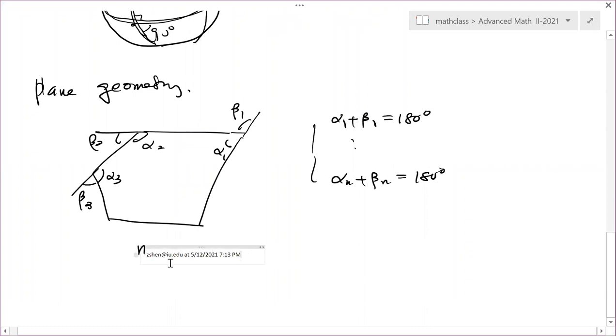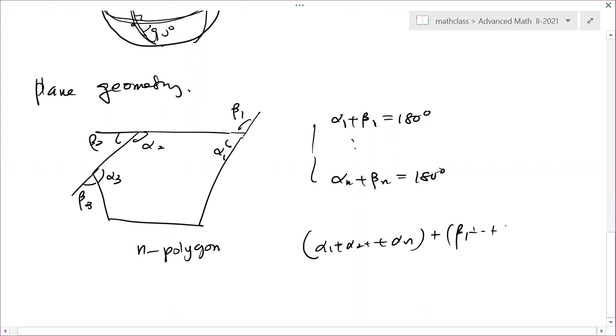We're trying to derive a formula for the sum of the interior angles. An n-gon means n sides. I add them together. Here I have alpha 1 plus alpha 2 up to alpha n, which is the sum of the interior angles. The other side is beta 1 up to beta n, plus n times 180 degrees.